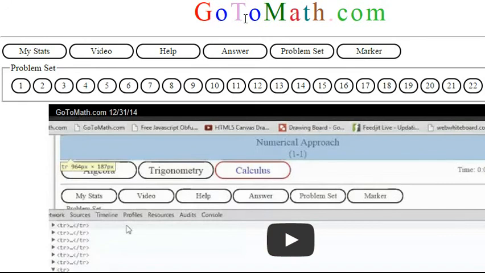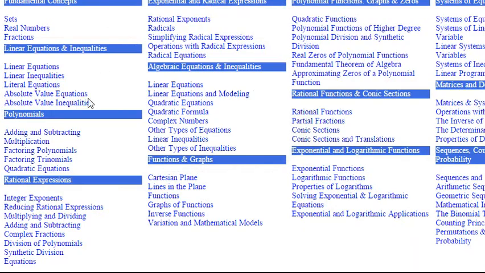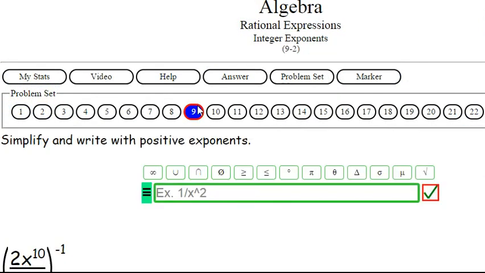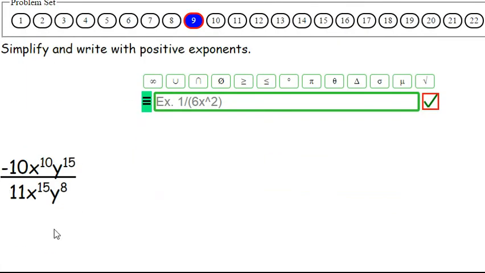Hey, we're here at GoToMath.com. Click on the algebra. Let's go down to integer exponents. We're looking at 9.1. We're going to simplify that and write with positive exponents. I think I'm going to have to write that down. Negative 10 x to the 10th, y to the 15th over 11 x to the 15th, y to the 8th power.